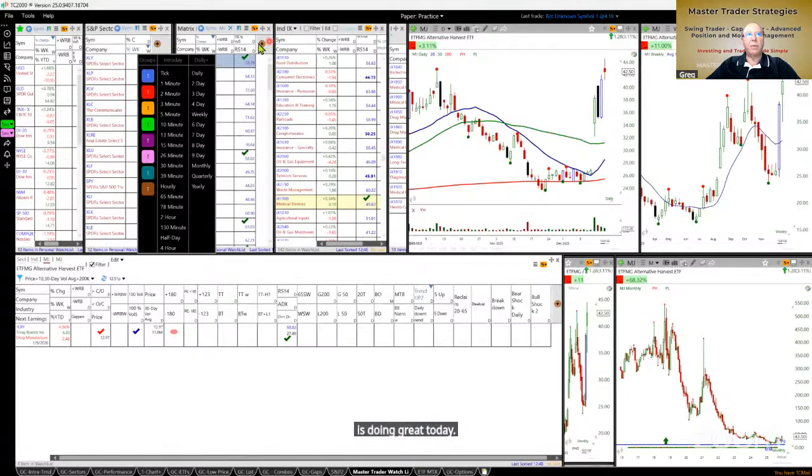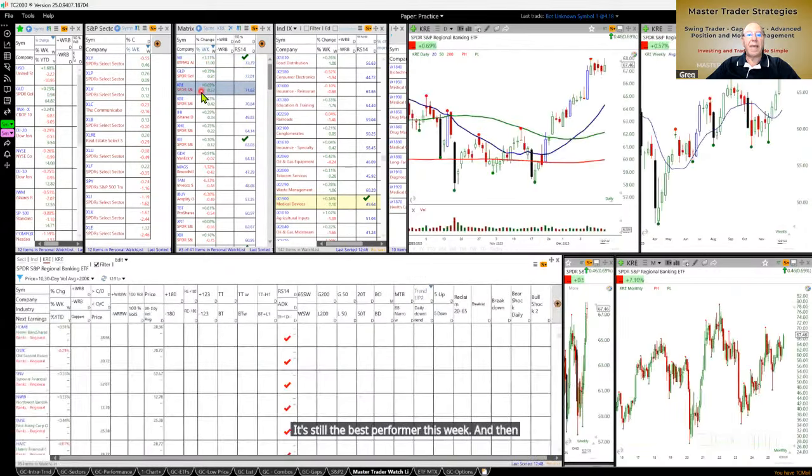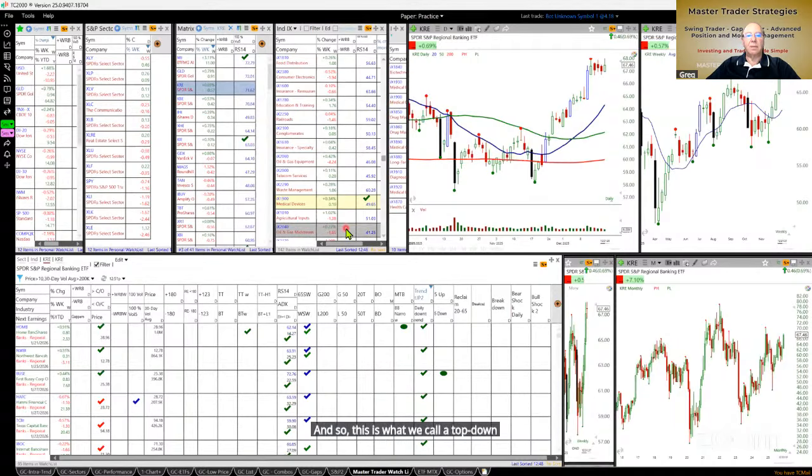What's doing great on the week? It's still the best performer this week. And then there's gold, there's regional banks. And so this is what we call a top-down approach. Meaning, what is the broader markets doing? What are the sectors doing? What are the subsectors doing?